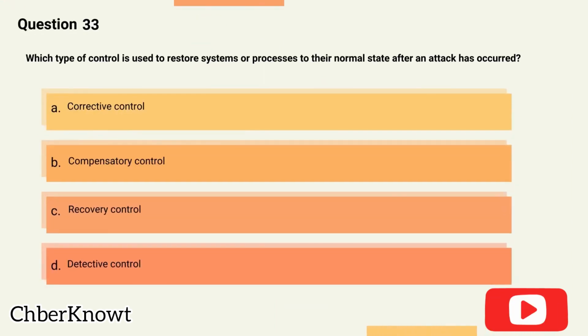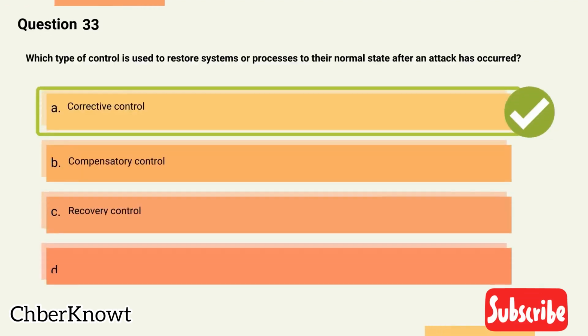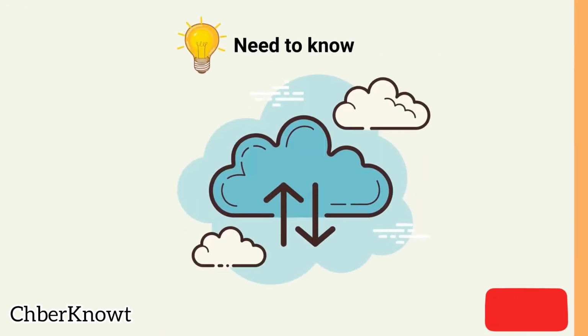Question 33. Which type of control is used to restore systems or processes to their normal state after an attack has occurred? Option A. Corrective control. Option B. Compensatory control. Option C. Recovery control. Option D. Detective control. The correct answer is Option A. Corrective control. Explanation. Corrective controls are used to restore systems or processes to their normal state after an attack has occurred.